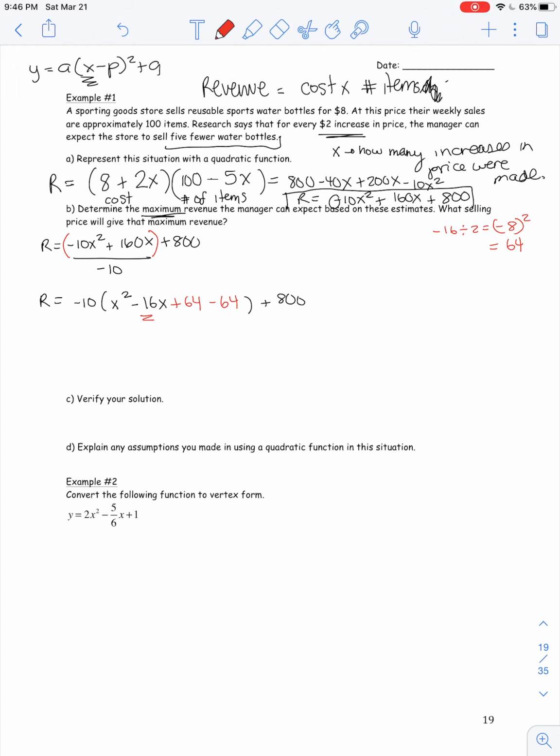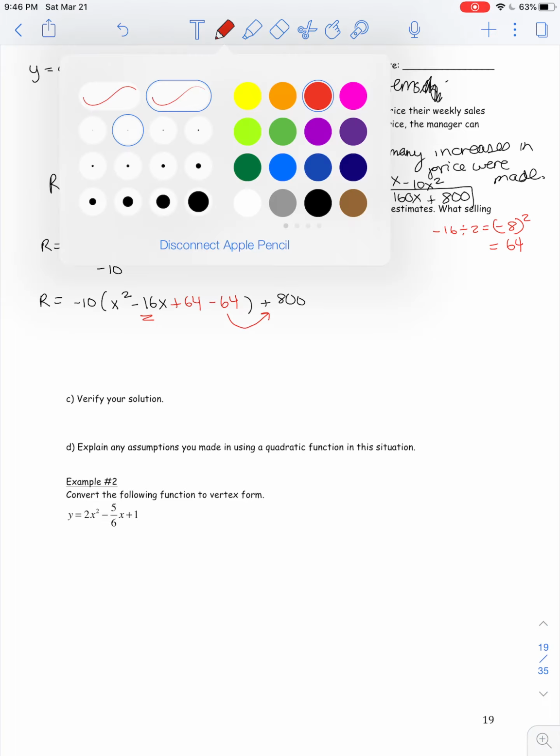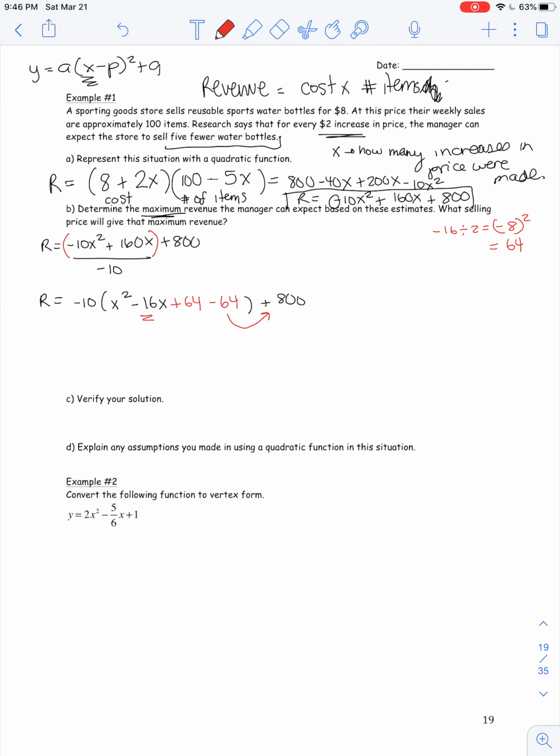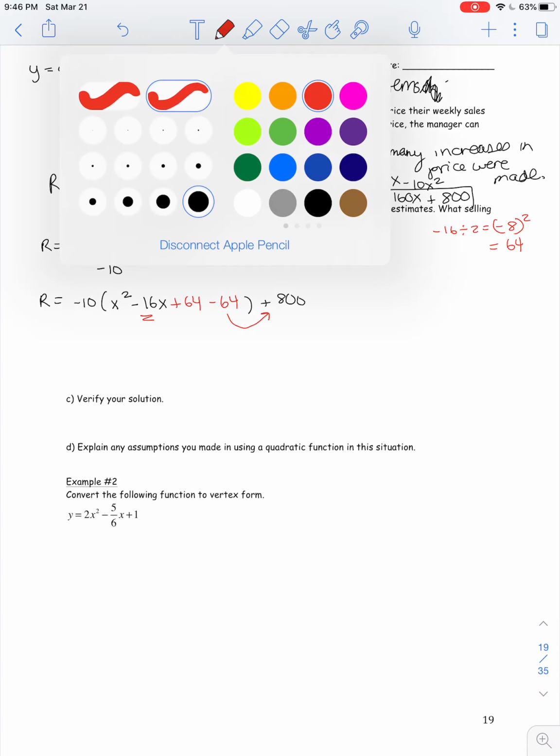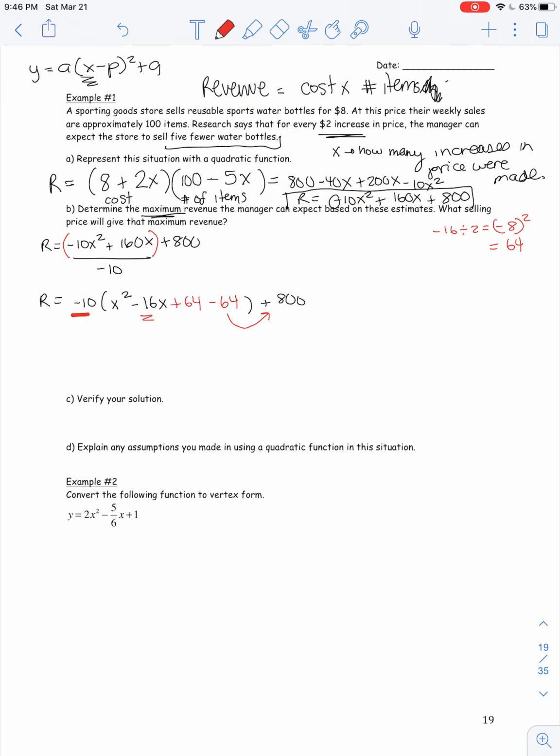Our next step is to remove the negative 64 outside the bracket. But in order to do that, it's affected by the negative 10 in front. So in order to multiply or bring that negative 64 over, we're going to have to multiply it by negative 10.